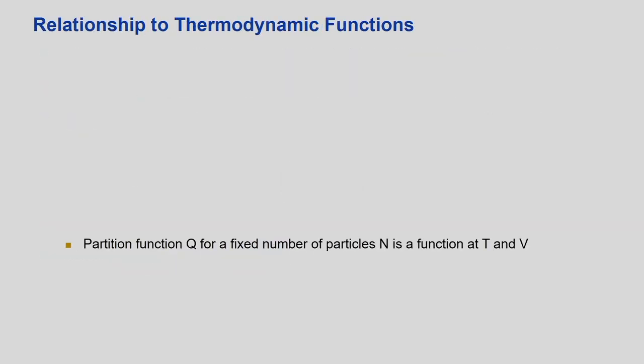Now, let us see, concluding this part, the relationship with thermodynamic functions. What is that? Because we have already said that U is equal to minus dou ln Q by dou beta at constant volume and number of particles. Now I know the value of beta is equal to 1 by kT, so I should write the partial derivative in terms of temperature. Writing beta as 1 by kT and simplifying this expression, we get kT square times dou ln Q by dou T at constant V and N. Okay, we have got this expression.